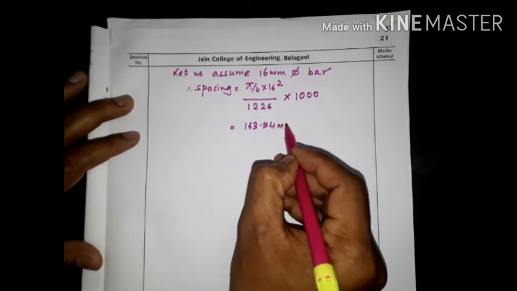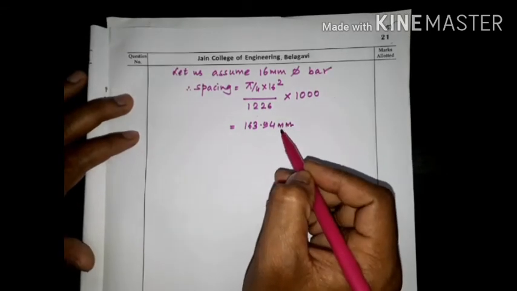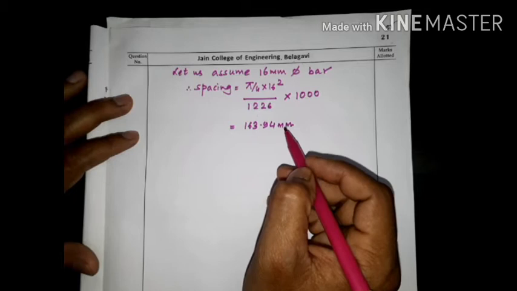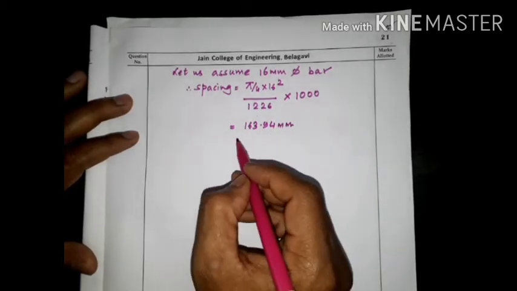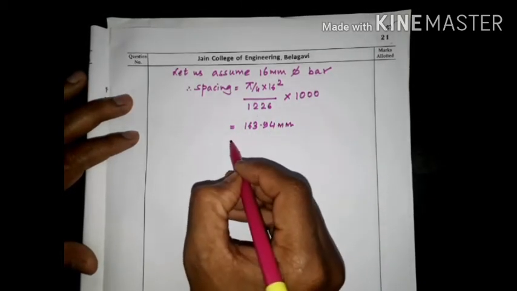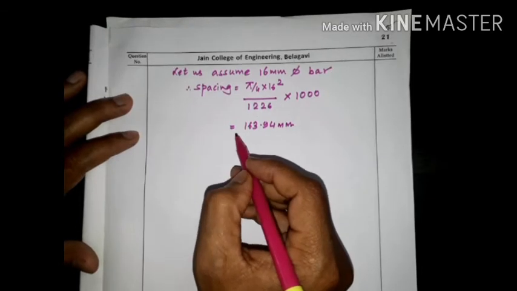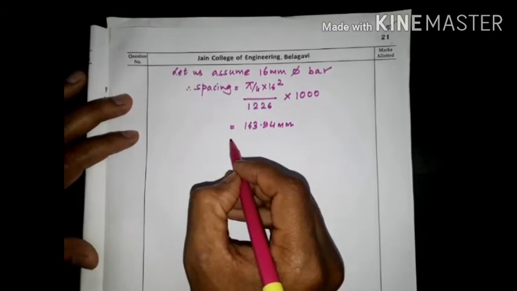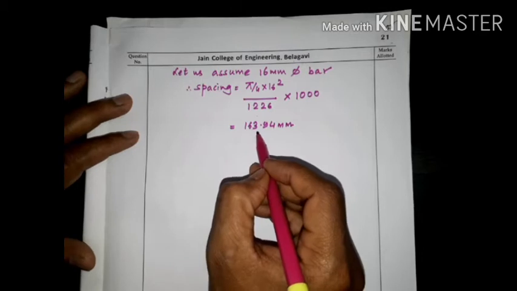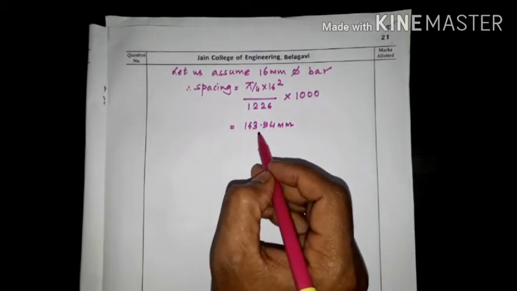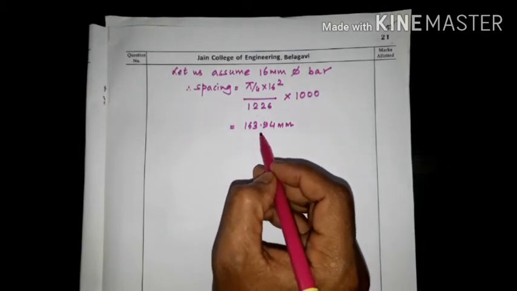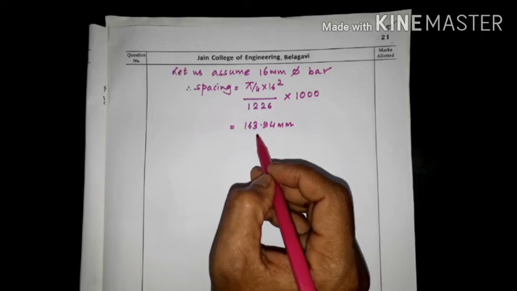So we will get the spacing as 163.94 mm. Okay. So we have got 163.94 mm. So we will provide at a distance of 150 mm. We have got 163.94, so we have to provide less than this. So we will go for 150 mm.